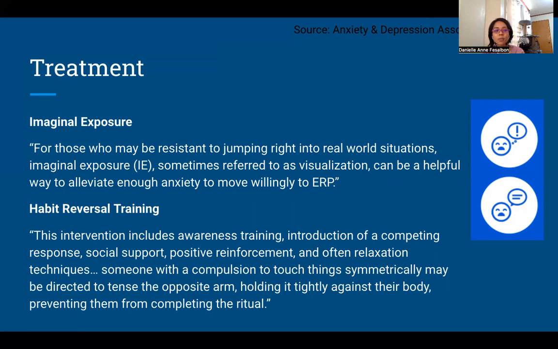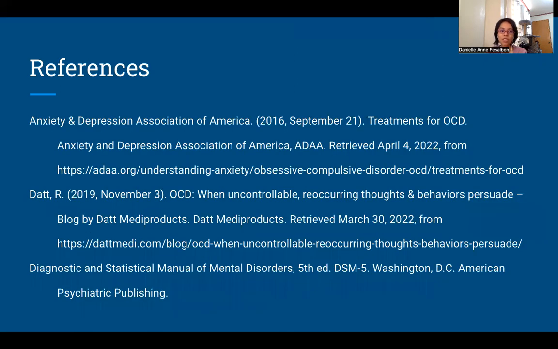And then another treatment would be habit reversal training, which, it says here, is an intervention that includes awareness training, introduction of a competing response, social support, positive reinforcement, and often relaxation techniques. Someone with a compulsion to touch things symmetrically may be directed to tense the opposite arm, holding it tightly against their body, preventing them from completing the ritual. So this one is like you're trying to reverse their habits with relaxation or these kinds of techniques. Their regular compulsion, like washing of hands, can be substituted with another helpful, non-destructive habit.